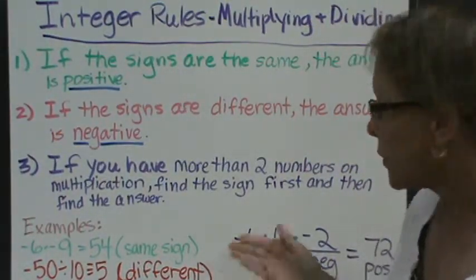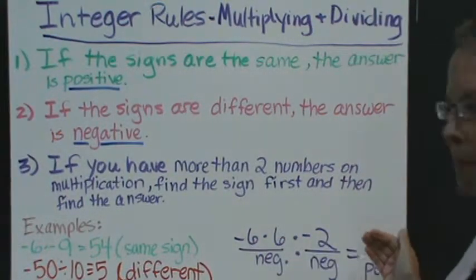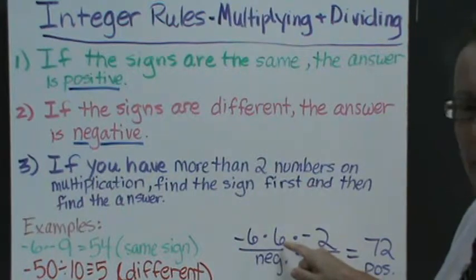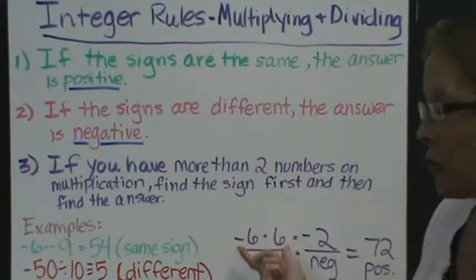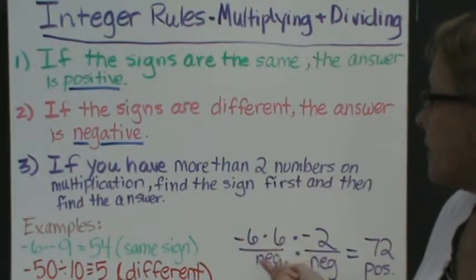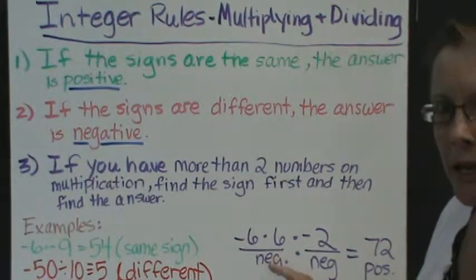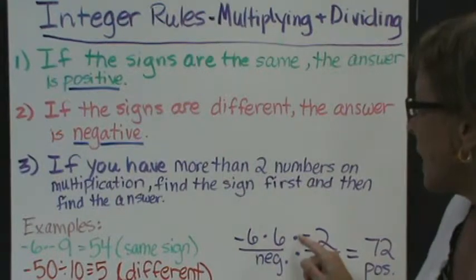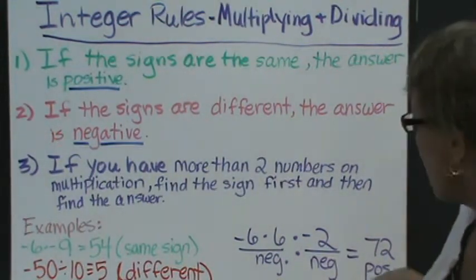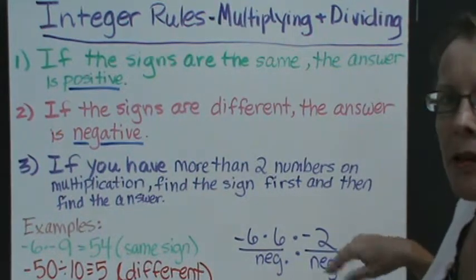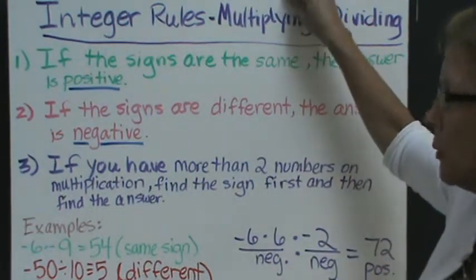Here I have a string of numbers that I'm multiplying. I have -6 times 6 times a -2. I'm going to find the sign of the first two numbers. A negative times a positive gives me a negative. The signs are different. And I'm going to multiply that by a negative. So I have a negative times a negative, which gives me a positive, and my answer is a positive 72.